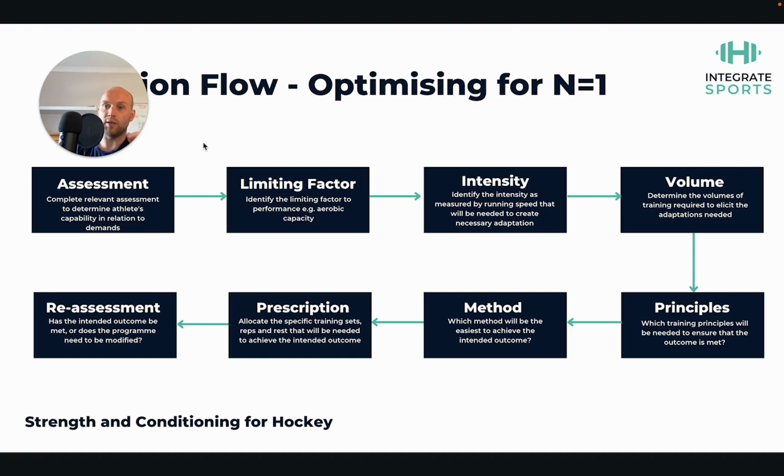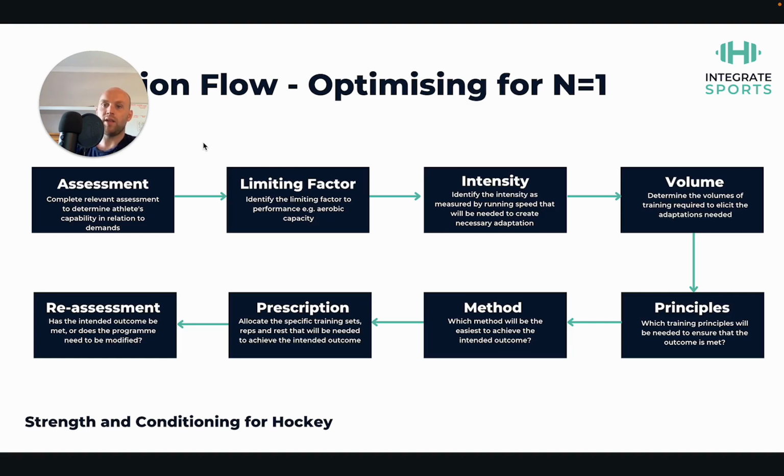And the intensity we're going to be running at is 120% of maximum aerobic speed. And then after we've done a period of work, we can reassess to decide, has the intended outcome been met, or does the program need to be modified? And when we choose to reassess is based on adaptation profiles and timelines. So pretty typically, if an athlete is trying to improve maximum aerobic speed, then at least 8 weeks is probably going to be an appropriate timeline.